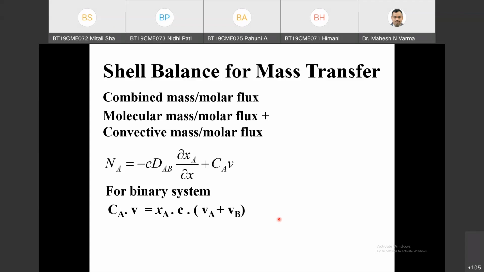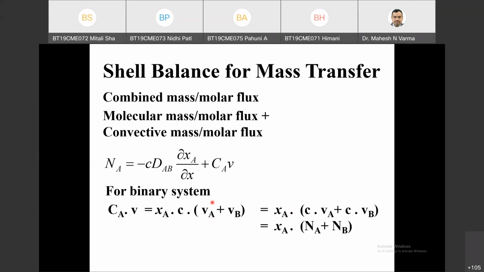Now I can rewrite this equation. Rewriting it, this will be Ca into VA plus Ca into VB. And what is this Ca into VA? This is again Na, the total flux of component A. This is the total flux of component B. That will be equal to Na plus Nb. So this is also a convective flux. This is also a convective flux, and this is also a convective flux.